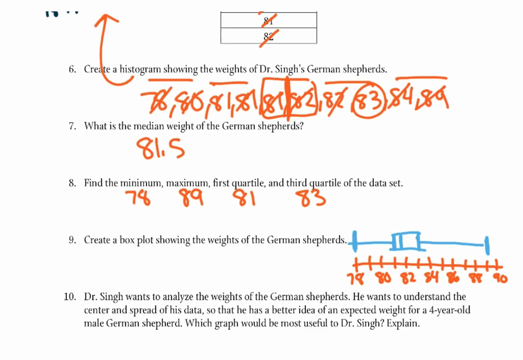Again, Dr. Singh wants to analyze the weights of the German Shepherds. He wants to understand the center and spread of his data, so that he has a better idea of an expected weight for a 4-year-old male German Shepherd. Which graph would be most useful to Dr. Singh? Explain.